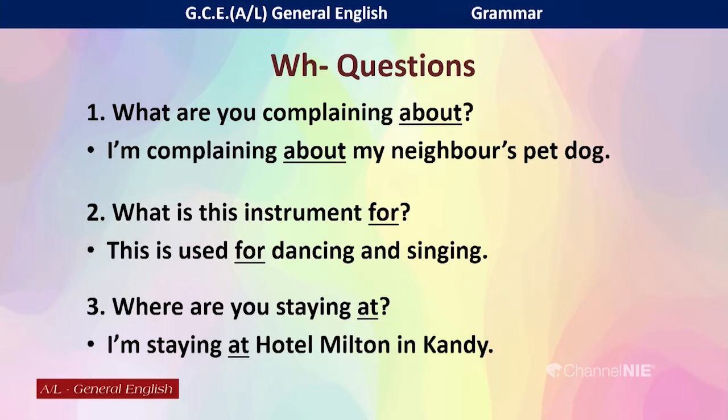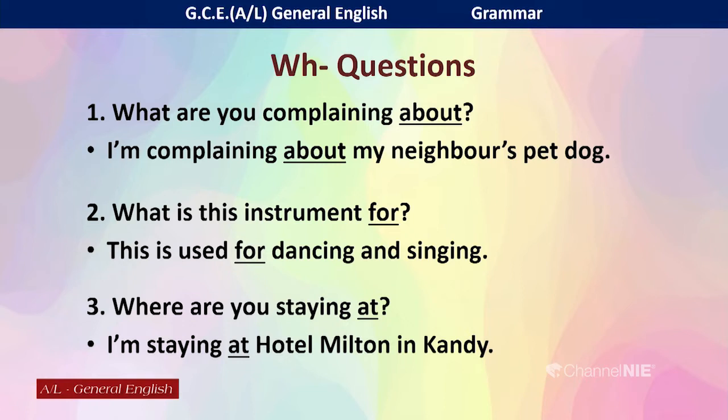What is this instrument for? This is used for dancing and singing. So, the preposition for is used here. What is this instrument for? This is used for dancing and singing.